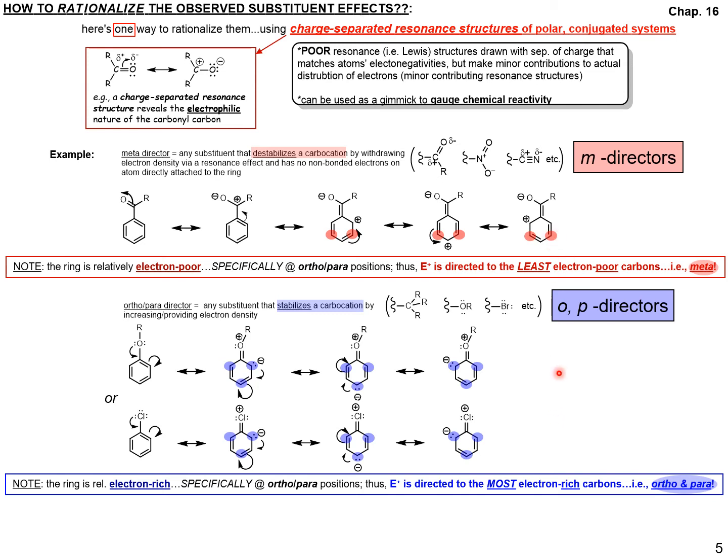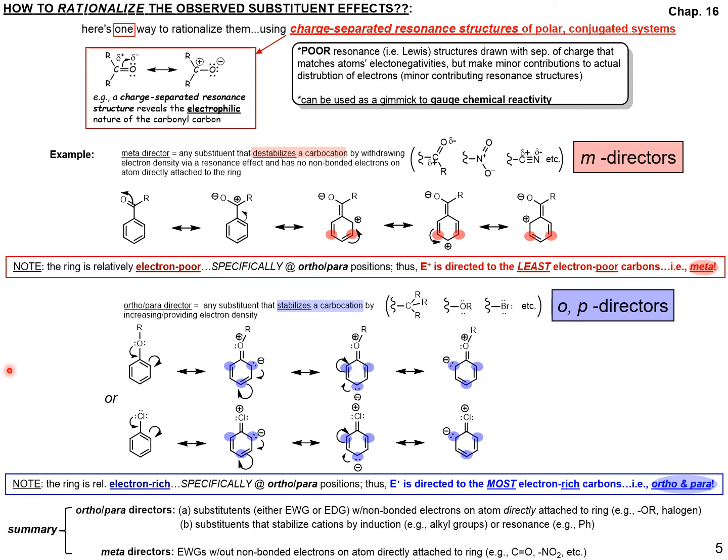So we didn't write out any mechanisms here. All I did is I just took the structures that we're examining, the ones that are undergoing electrophilic aromatic substitution, and I drew these charge-separated resonance structures, and I looked to see which atoms in the ring are most electron-rich in any of these cases, and those are the positions to which substitution would occur predominantly.